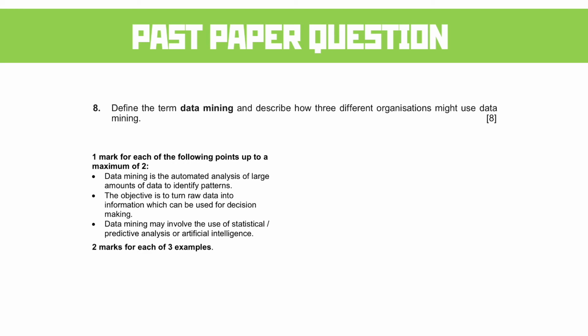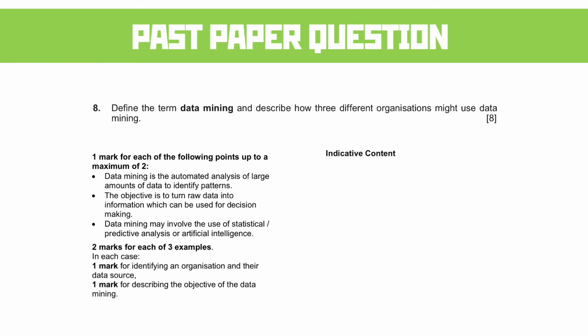So in each case, 1 mark for identifying an organization and the data source, and another mark for then the objective of the data mining. So the sort of things you could say, an insurance company, well, what would they use it for? Well, they'd analyze car insurance claims to predict the different types of risk depending upon your age, your sex, your type of car, your occupation, your business, and so on. There's a load of things there that the insurance company would want to look at over the course of all the claims they've ever dealt with over the decades, and they'd be able to identify if you were a particular risk based on that large data set. This is why young male drivers tend to have higher insurance premiums than older female drivers.